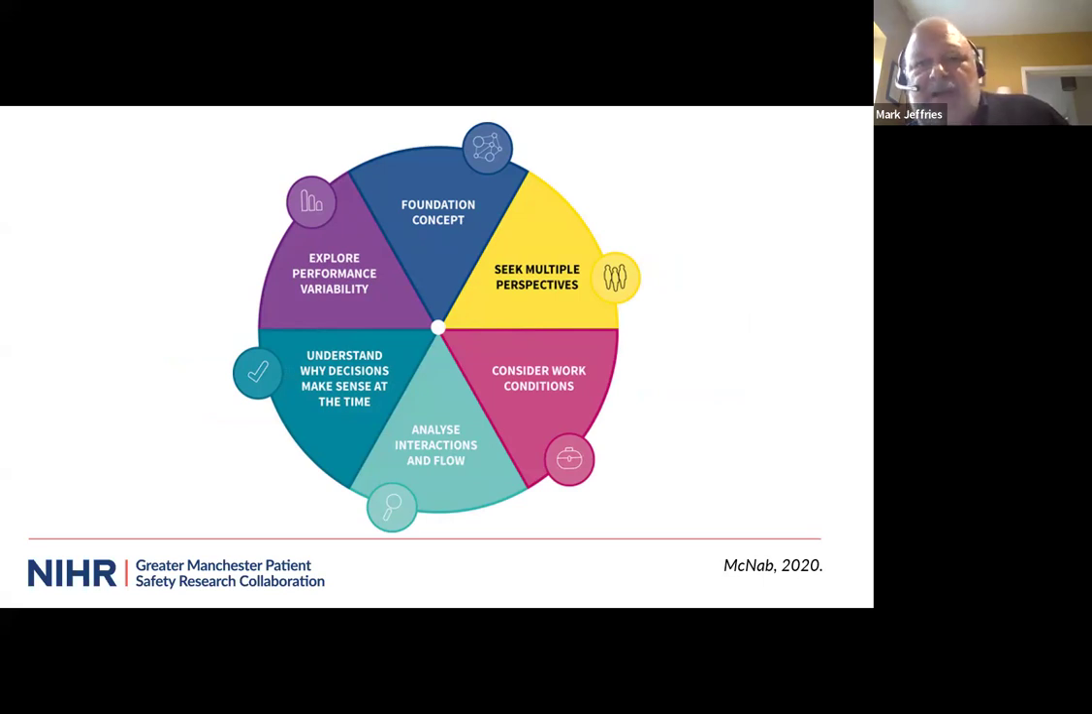systems thinking for everyday work, or STEW, takes these 6 concepts, as it were. The foundation concept is that you can't just improve part of the system, you have to improve the overall system. You can't just focus on one component or one individual element within it.